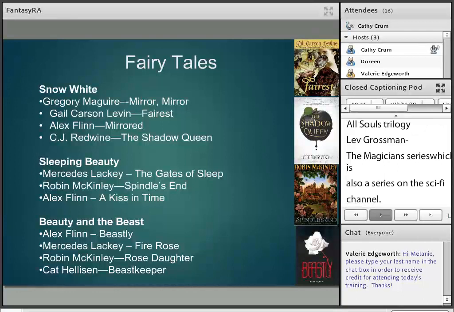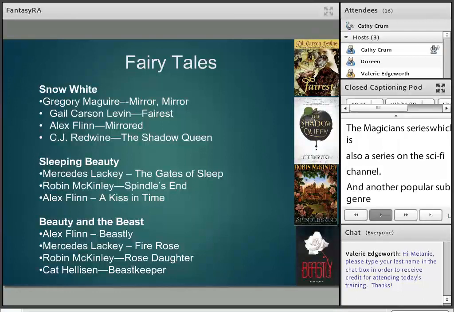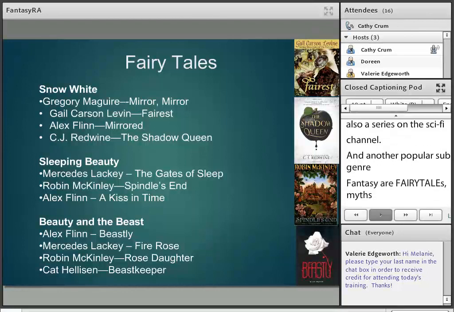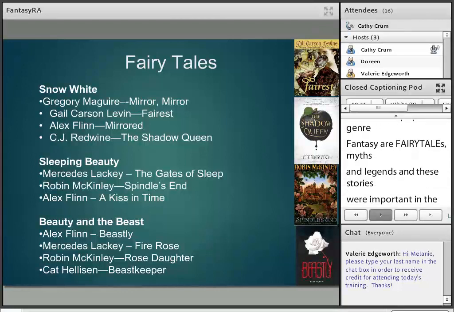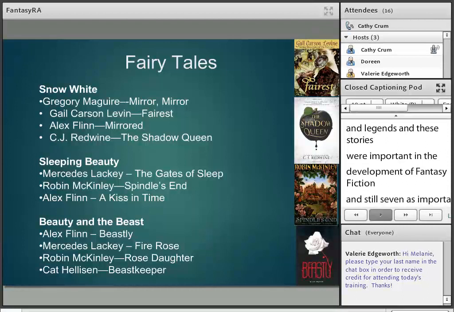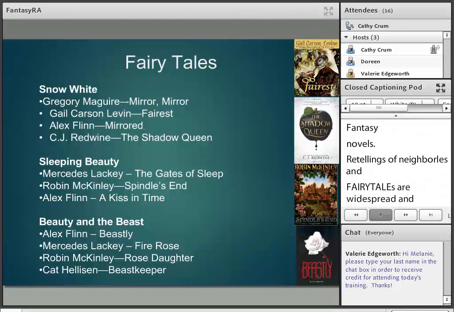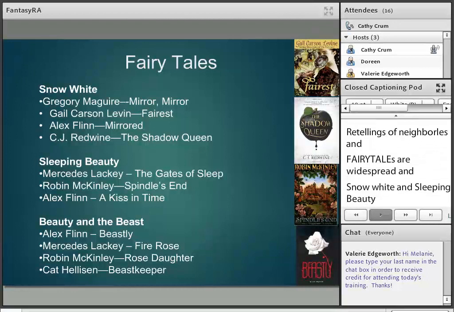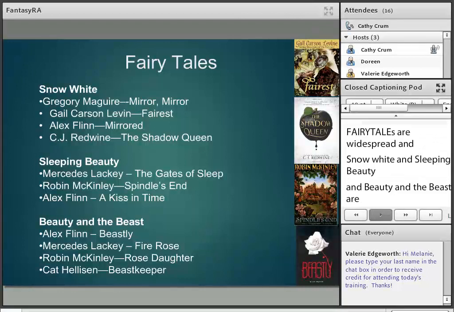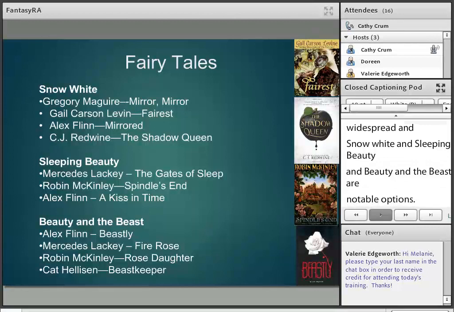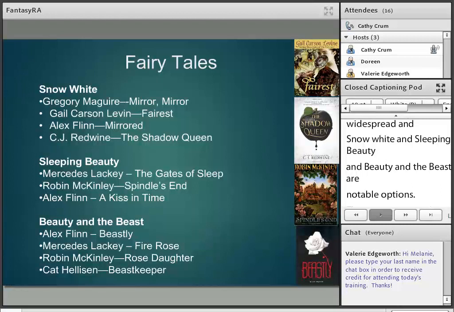Another popular subgenre of fantasy is fairy tales, myths, and legends. These stories were important in the development of fantasy fiction and still serve as important source materials for fantasy novels. Retellings of fables and fairy tales are widespread, and Snow White, Sleeping Beauty, and Beauty and the Beast are notable subjects. Notable authors for fairy tale retellings are Alex Flinn, Gail Carson Levine, Mercedes Lackey and Robin McKinley, but there are some newer authors and titles out there.